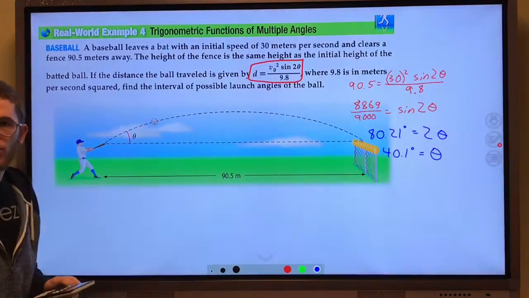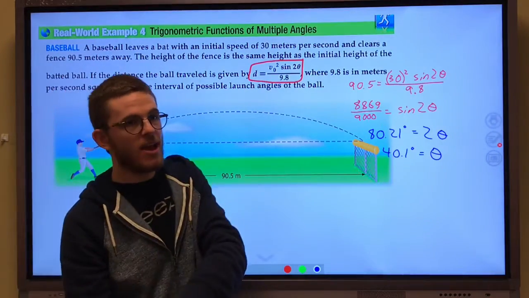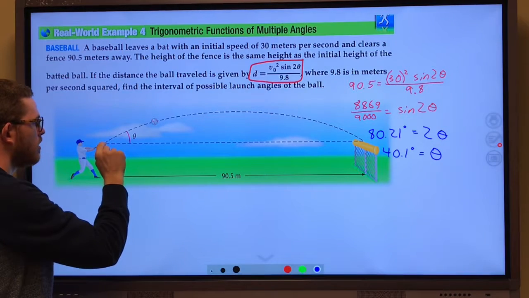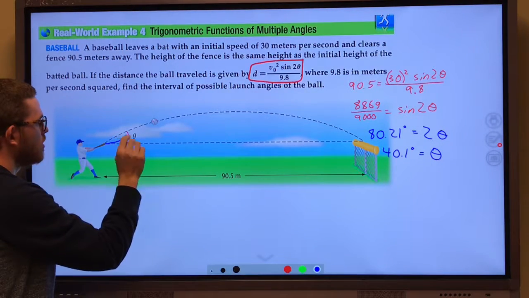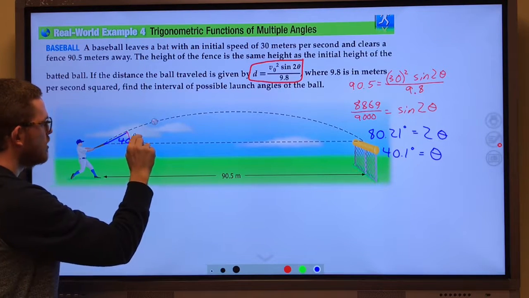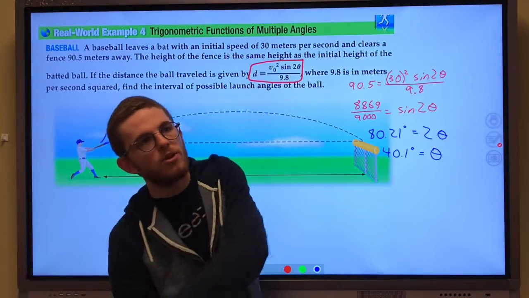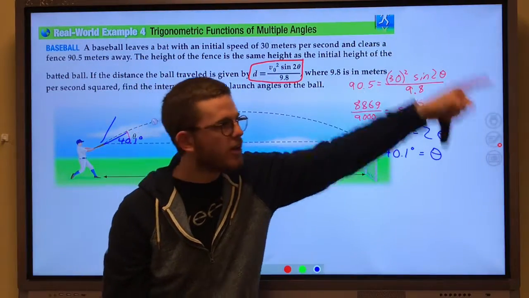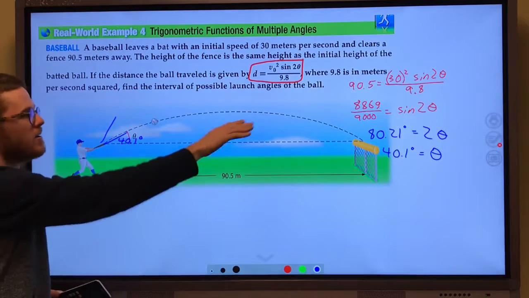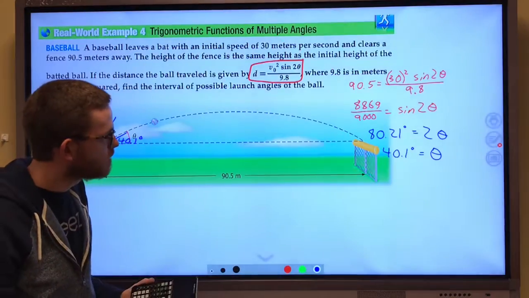There's an interval of possible launch angles. There's not just one angle that you could hit it at. There's not one perfect angle. There's a range of angles. So let's say this right here, 40.1 degrees, is the least. Well, there's an angle that would be too much. Imagine if you hit it too high initially. It's not going to go the far enough distance to clear that fence. So there is a greatest angle. So we have to find the whole range there.